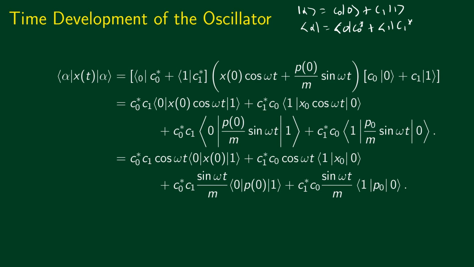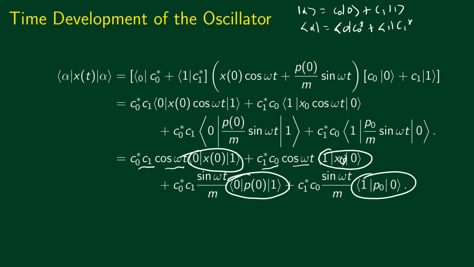And in the end, you get C0 star C1 cos omega t, bra 0 x of 0 ket 1, C1 star C0 cos omega t, bra 1 x of 0 ket 0. And similarly, there's a term involving bra 0 p of 0 ket 1 and bra 1 p of 0 ket 0. These are the 4 non-zero terms. We can evaluate each of these using the expressions for x of 0 and p of 0 in terms of a of 0 and a dagger of 0.